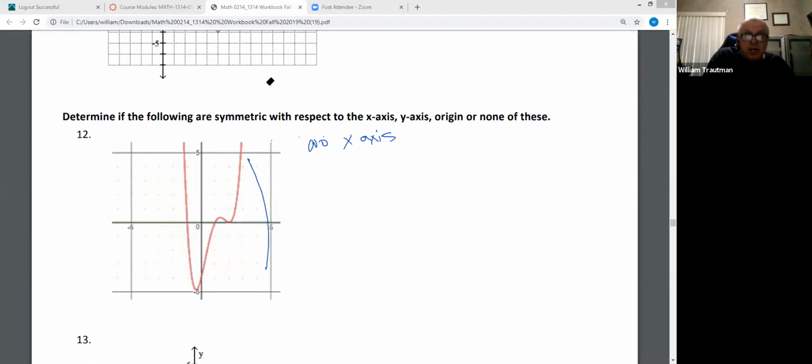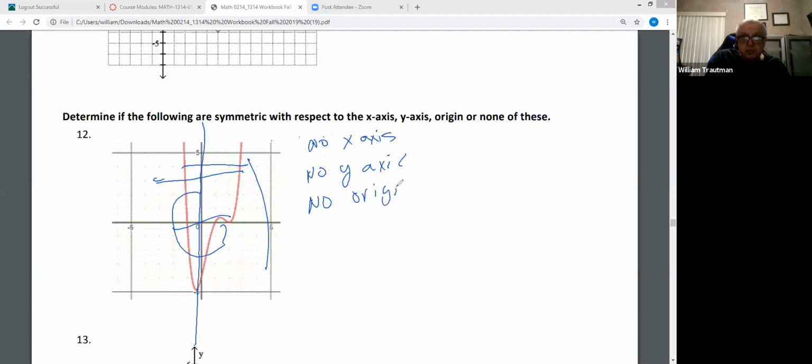If I do the y-axis and I flip this to that side and this to that side, it doesn't look the same. I'll flip it over, it's not the same. So no to the y-axis. And once again, if I rotate it, it doesn't look the same. So no to the origin. So number 12 was no, no, no.